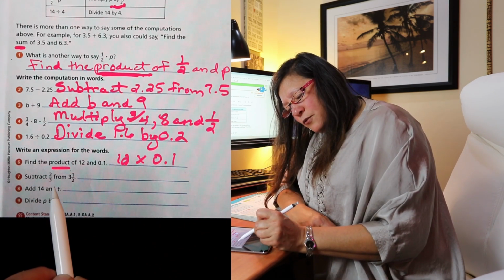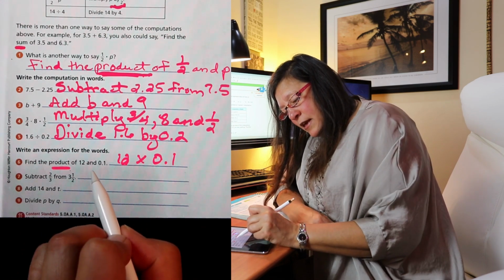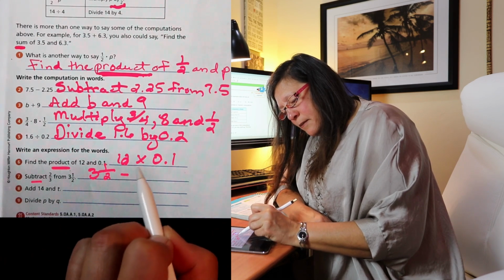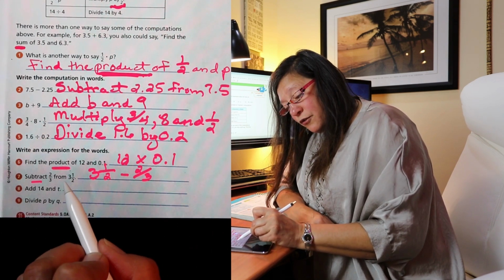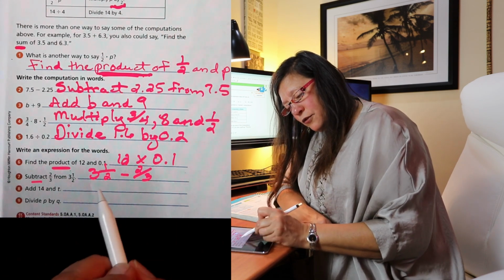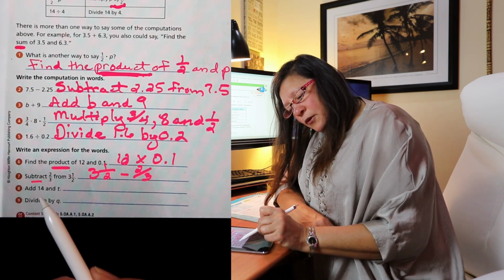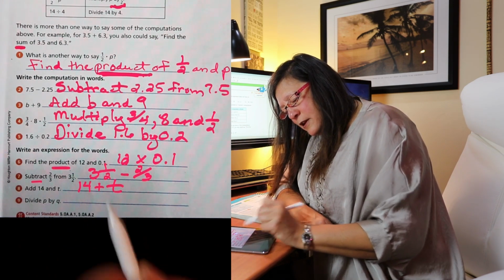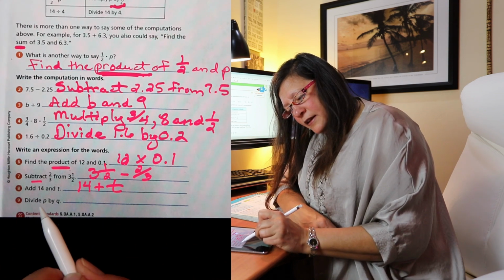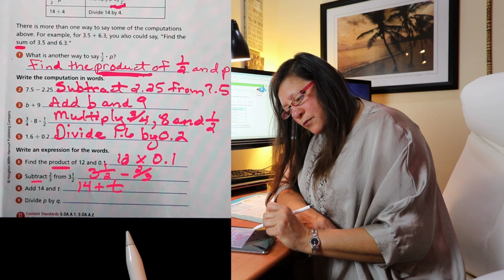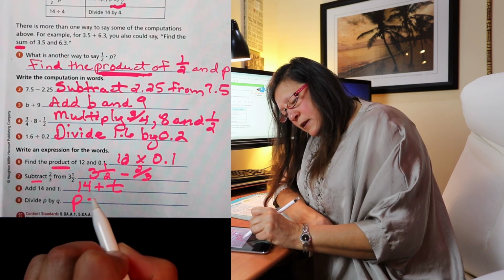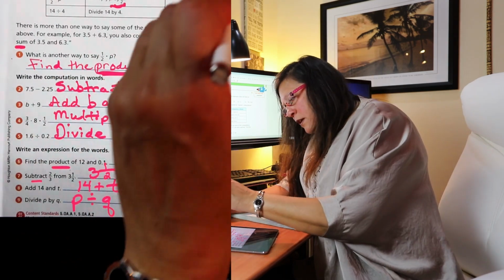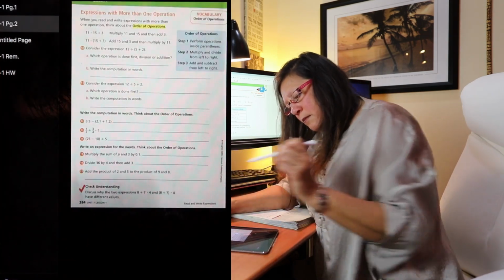Number 7, subtract 2/3 from 3.5. Subtract is our operation, but 3.5 comes first. Minus 2/3, because it says 2/3 from the 3.5. So you are taking the 2/3 from the 3.5. And number 8, add 14 and t: 14 plus t. And number 9, divide p by q: p divided by q. Let's go ahead and turn to 284, page 2.